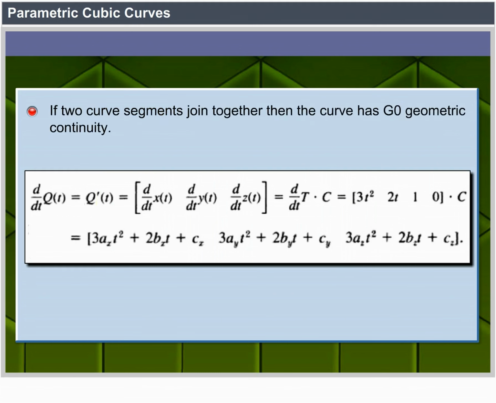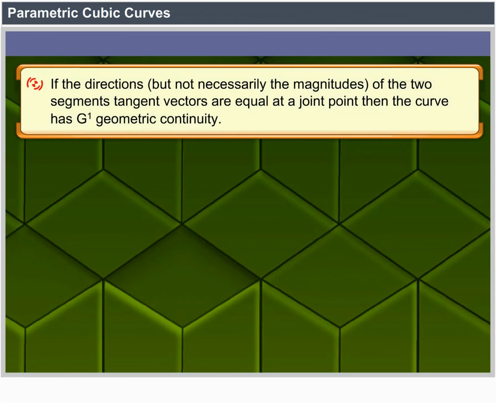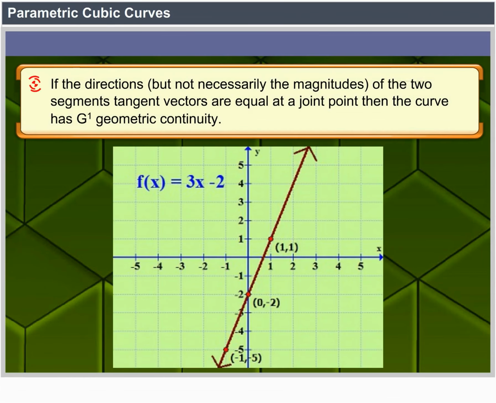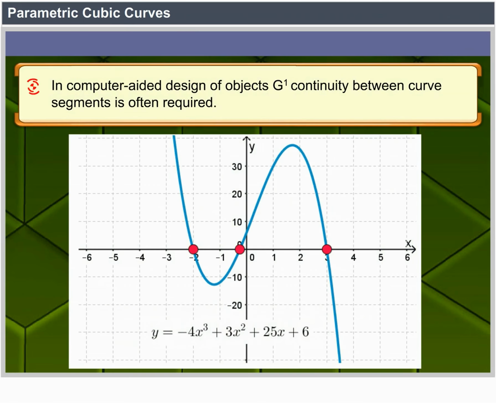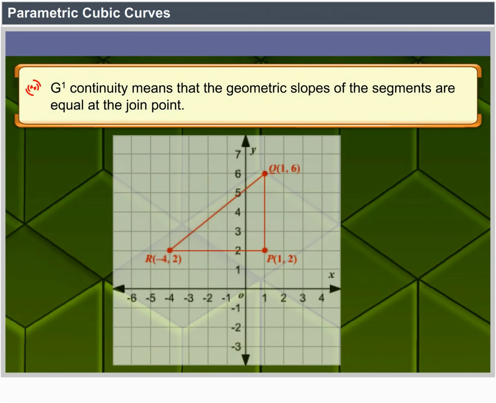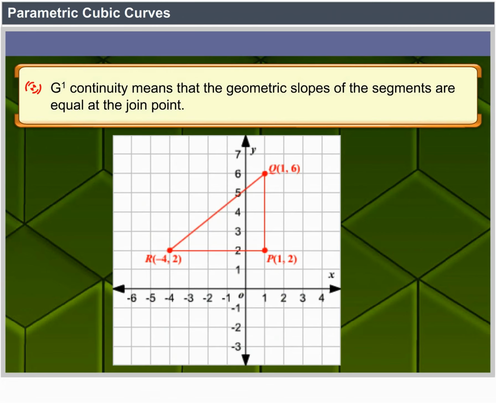If the directions, but not necessarily the magnitudes, of the two segments' tangent vectors are equal at a join point, the curve has G1 geometric continuity. In computer-aided design of objects, G1 continuity between curve segments is often required. G1 continuity means that the geometric slopes of the segments are equal at the join point.